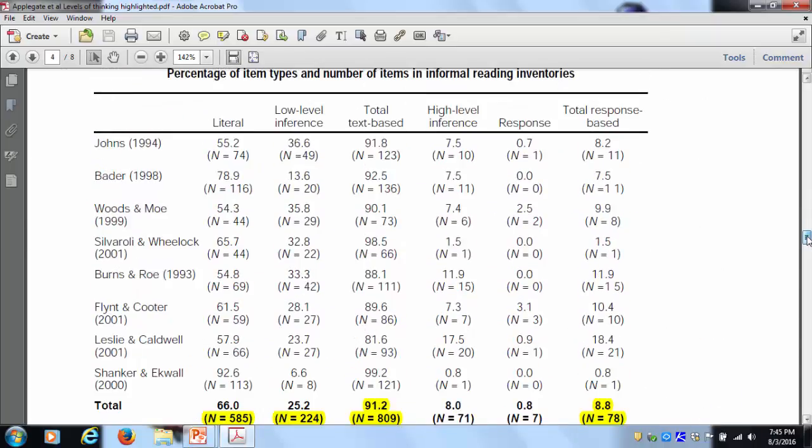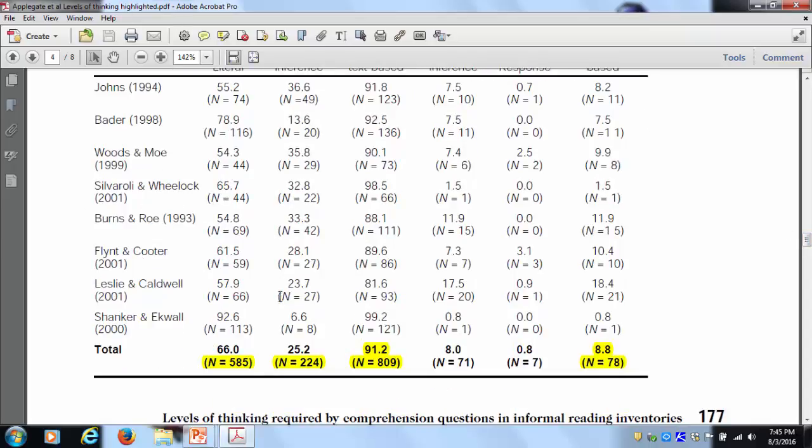Now let's look at what we found. Here, this is the straight literal. We found 66% of the questions were literal. Now remember low-level inference, 25%. So when you combine these two and look at text-based, 91% of the questions were text-based. We had 8% inference, and higher level was 0.8.